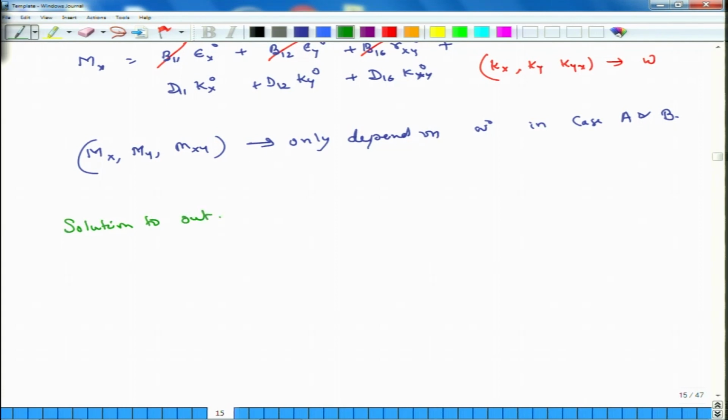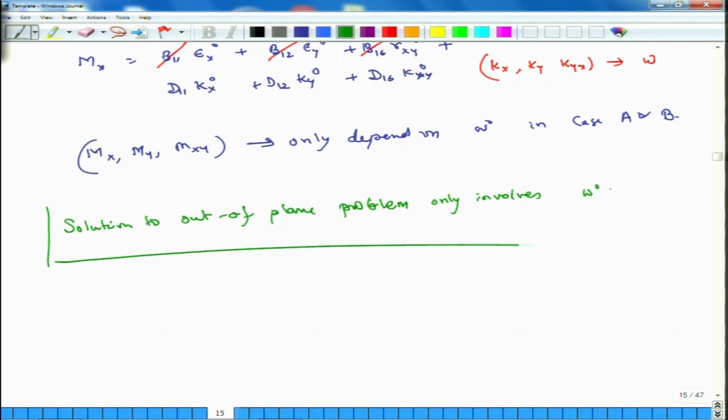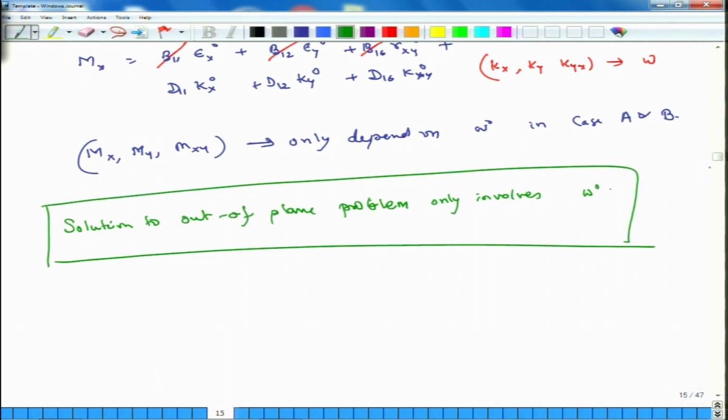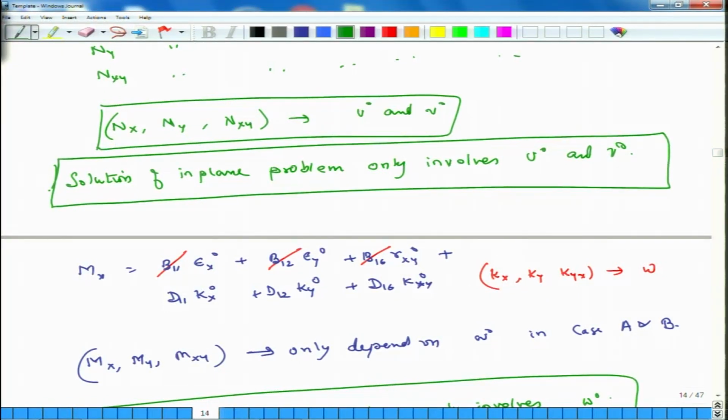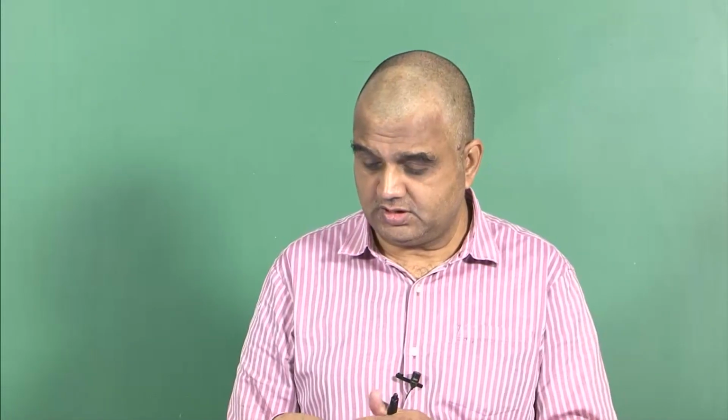So we can also write that the solution to the out of plane problem only involves W naught. Okay. So this is one statement: the solution to the out of plane problem involves only W naught, and the other statement we made is that the solution to the in plane problem only involves U naught and V naught. So the solution for U naught and V naught does not influence W, and the solution for W does not influence U and V. This is what it means.